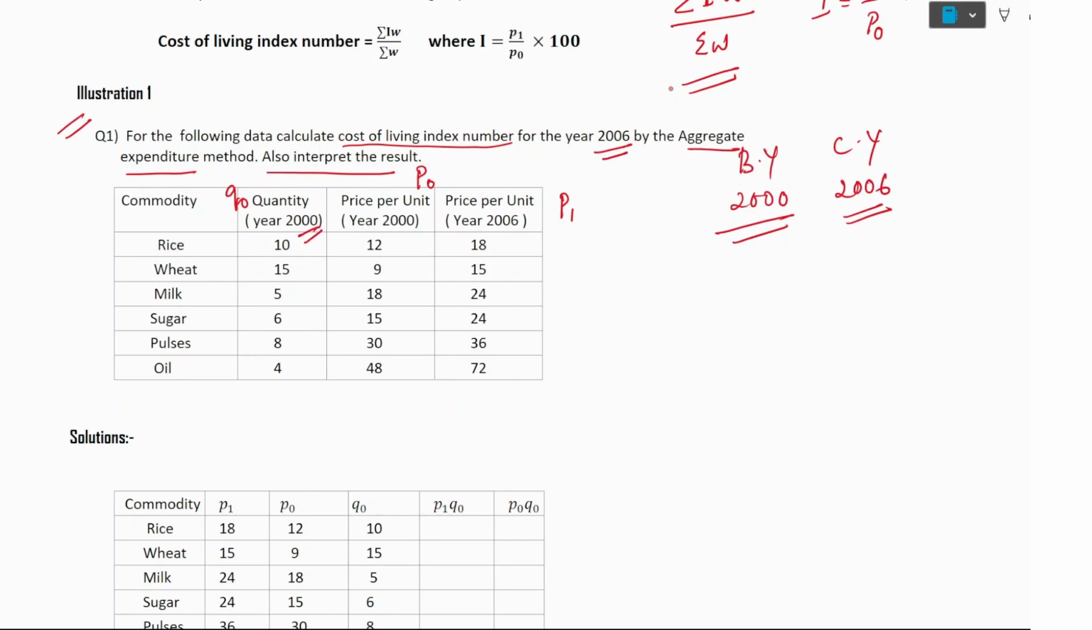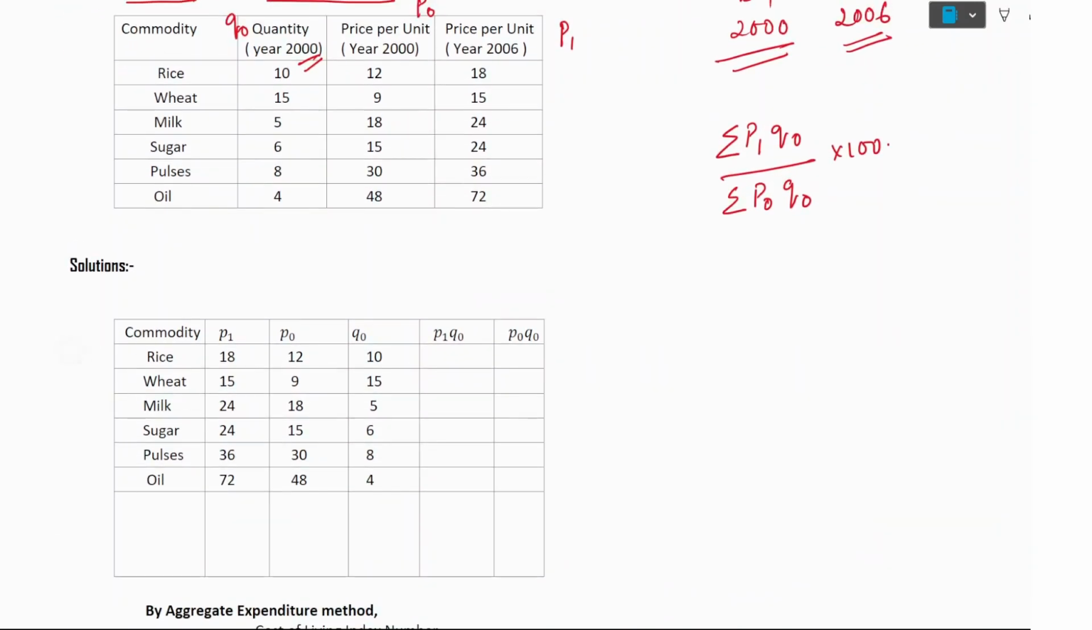Now, we need to calculate the cost of living index number by which method? Aggregate expenditure method. What's the formula? Sigma P1 Q0 divided by sigma P0 Q0 into 100. When you construct the table for the solution, how many columns do you record? First 4 columns, in order. We write the commodity, next P1, then P0, next Q0.